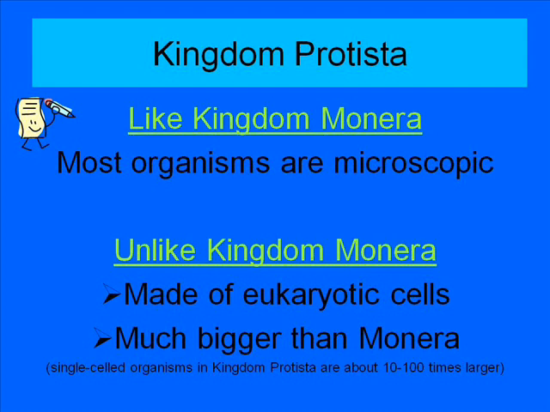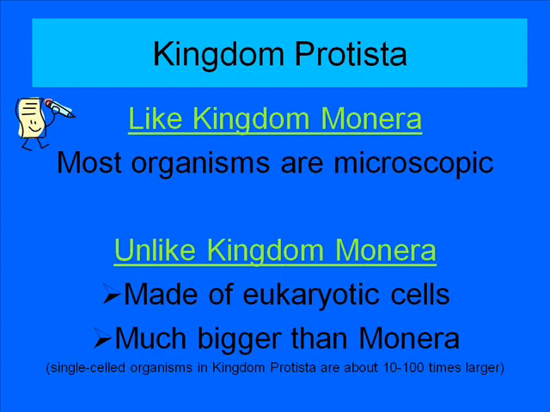So let's begin our discussion of kingdom Protista by looking at how the organisms in this kingdom are like the organisms in kingdom Monera. Well, the main thing is that most organisms in both kingdoms are microscopic. In other words, they can only be seen under a microscope. But kingdom Protista is unlike kingdom Monera in that the organisms are made of eukaryotic cells. Recall that in kingdom Monera, they're made of prokaryotic cells.